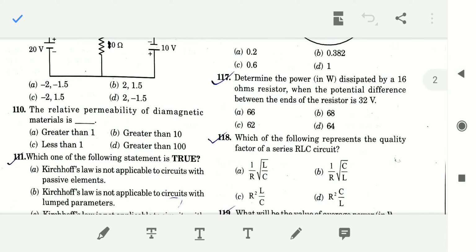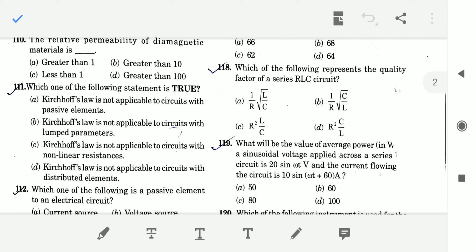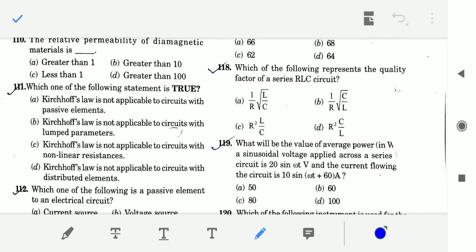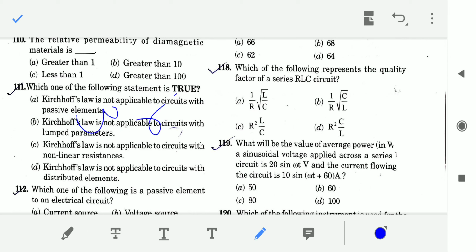Okay, next, coming to question number 118. Which of the following represents the quality factor of the RLC series circuit? So we know that the quality factor is equal to, sorry, it is not bandwidth by, so the quality factor is equal to angular resonant frequency by bandwidth, sir. So we know resonant frequency omega R is equal to what, sir? 1 by root LC.